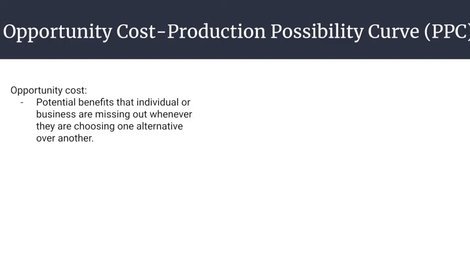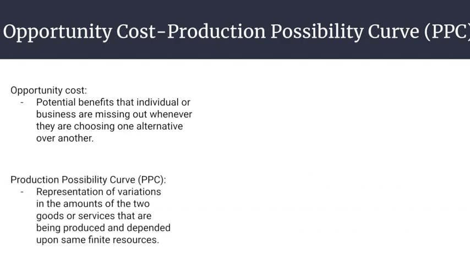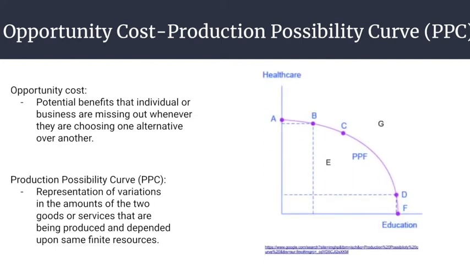The concept of opportunity cost is very much tied to the production possibility curve, which is a representation of variations in amounts of the two goods or services that are being produced and dependent upon the same finite resources. On the diagram to the right, we can see the production of two services, healthcare service and education, which is another type of service. And both of these variables are connected by the curve.